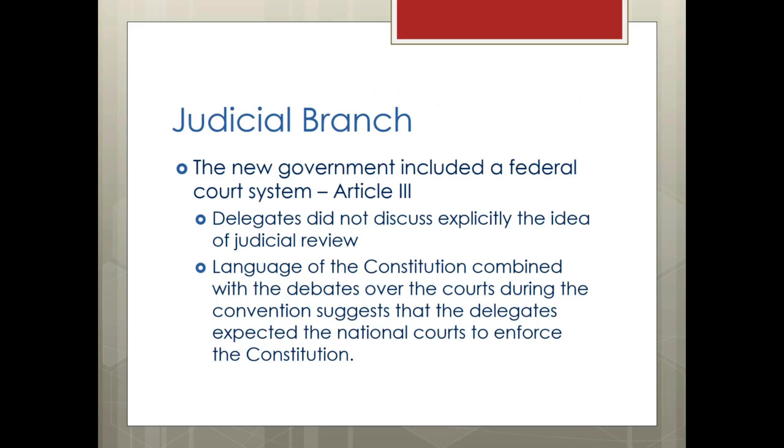Again, the Constitution created the judicial branch, and in this new government was included a federal court system, and Article 3 of the Constitution governs the powers and limitations of the federal court system. The delegates, in putting forth this idea of a federal court system, did not explicitly discuss the idea of judicial review. For many, it became apparent from the language of the Constitution, combined with the debates over the courts during the convention, that the delegates expected that the national courts would be the body to enforce the United States Constitution.